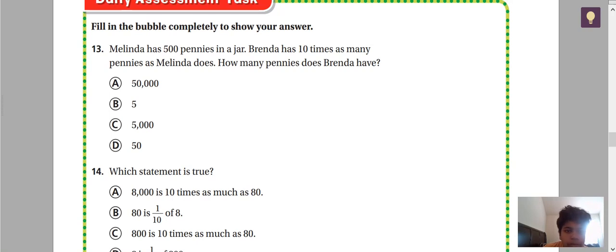I'm trying to find my pencil. Okay. 500 pennies Melinda has. Not 506, that looks like a 6. It's not 6, it's a 500. And that's not a 9. And there we go. Okay.